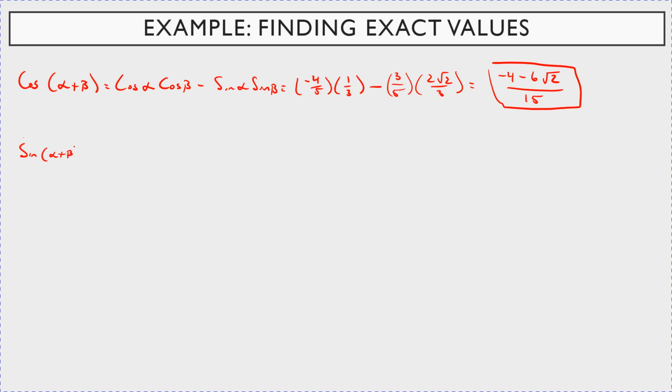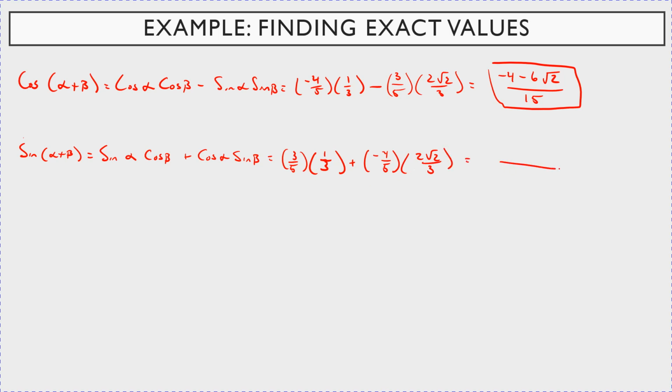Sine of alpha plus beta, that's going to be equal to sine of alpha cosine of beta plus cosine of alpha sine of beta. All right, well, what is sine of alpha? 3/5. Cosine of beta, I mean, you could just look at it over here. It's 1/3. Plus cosine of alpha is minus 4/5. And sine of beta is 2 square roots of 2 over 3. So look, the denominator in both cases is going to be 15. This is 3. 3 times 1 is 3. Plus minus 8 square roots of 2. Because 4 times 2 gets me 8.